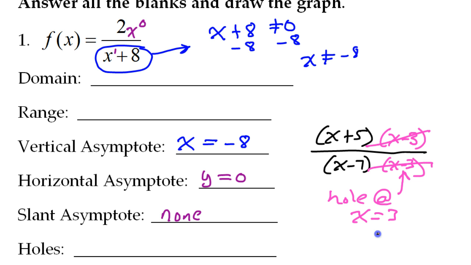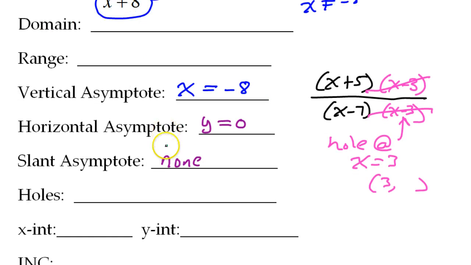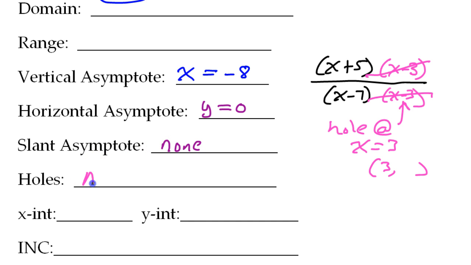And I'm going to want the x value and the y value, so I would have to plug this 3 back into the original function and see what I get as a y value. Anyway, there's nothing canceling out on this problem, so there are no holes. So we'll just say none.